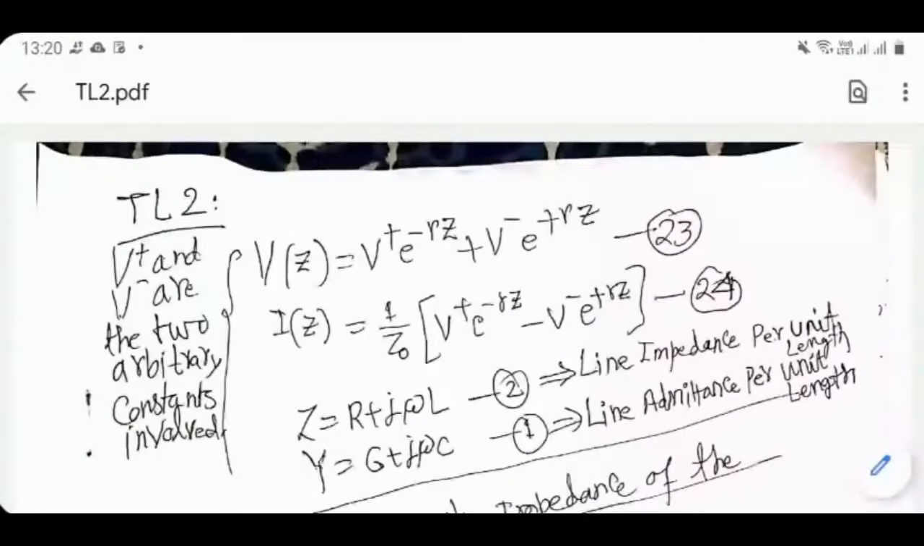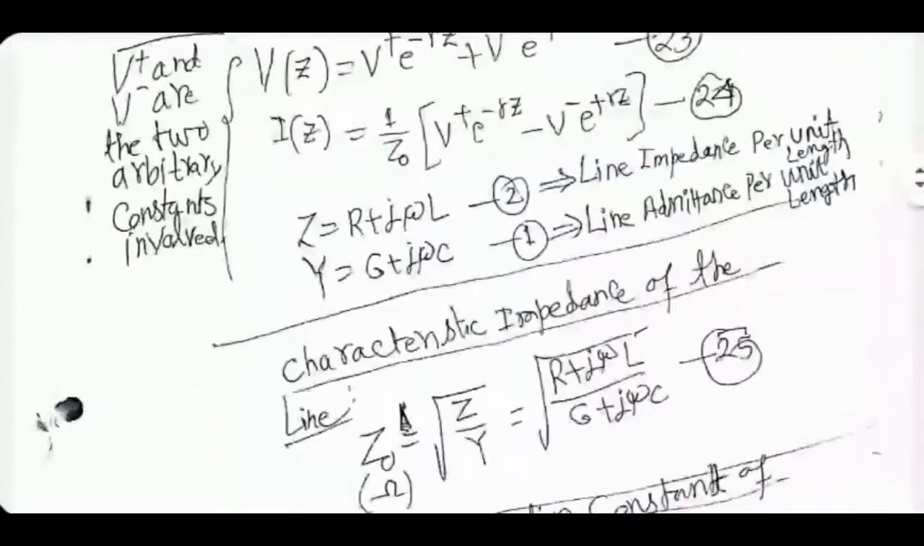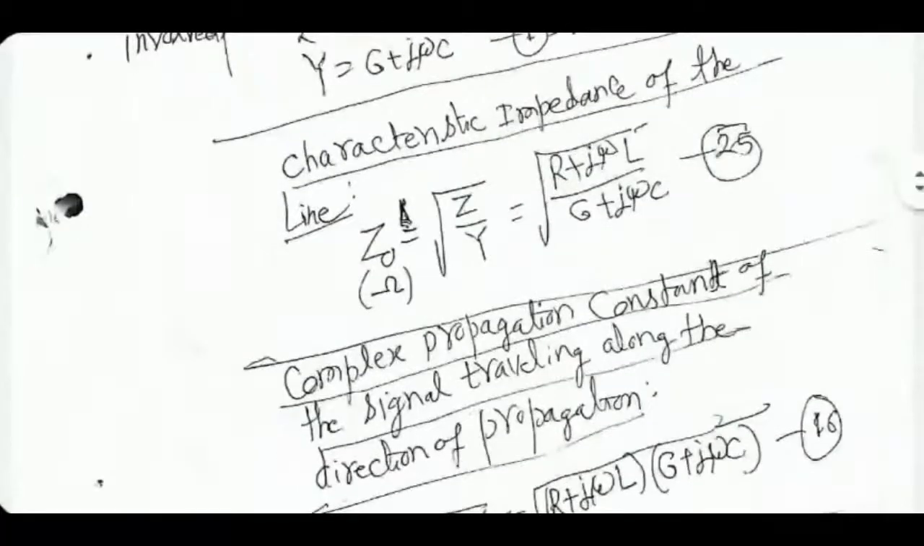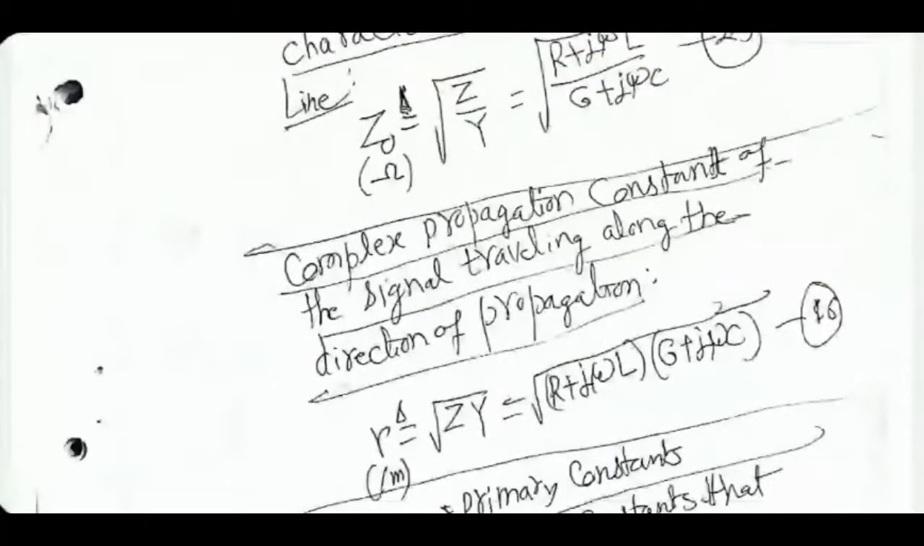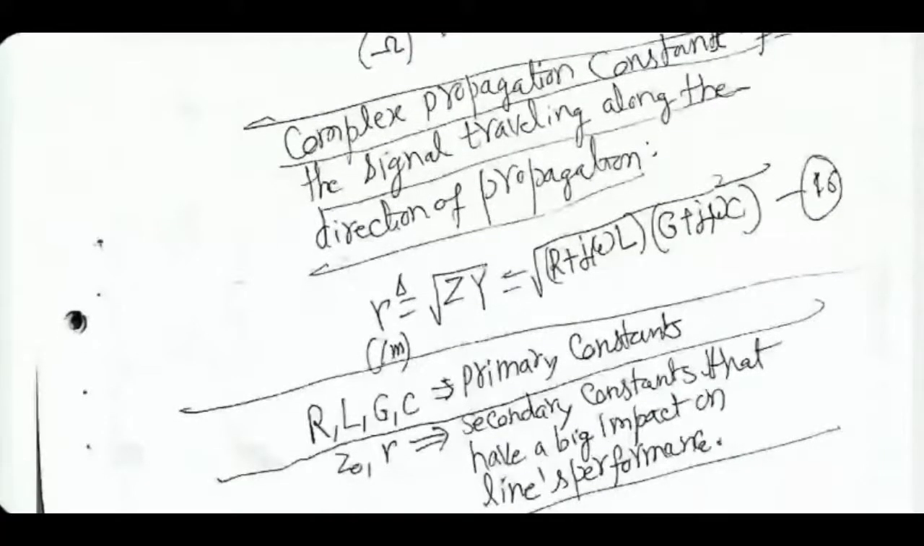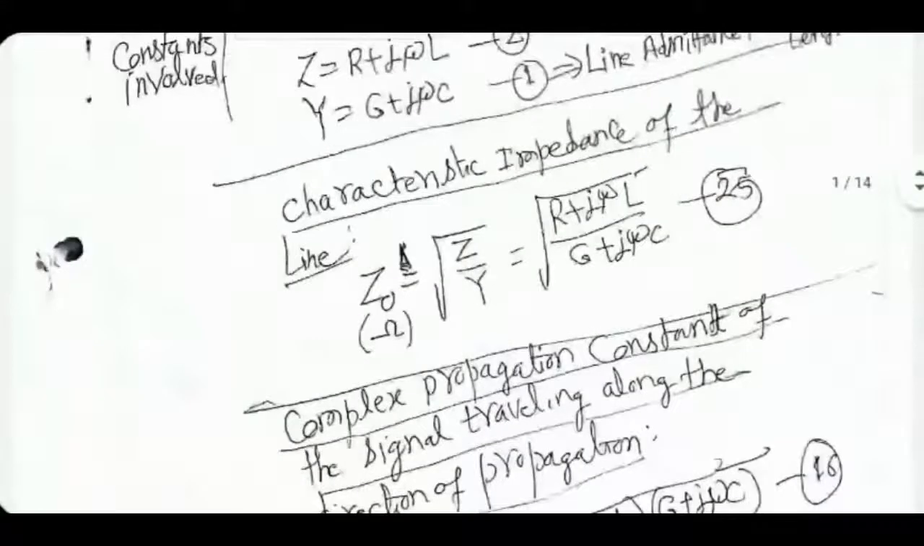These are telegrapher's equations. Z and Y are line impedance and line admittance per unit length. Z naught is square root of Z upon Y, which is given by square root of R plus j omega L divided by G plus j omega C. Complex propagation constant gamma is square root of Zy, which is square root of R plus j omega L multiplied by G plus j omega C. R, L, G, C are known as primary constants. Z naught and gamma are known as secondary constants. Okay, summary. Now let's look at equation 23 again to see what is going on.